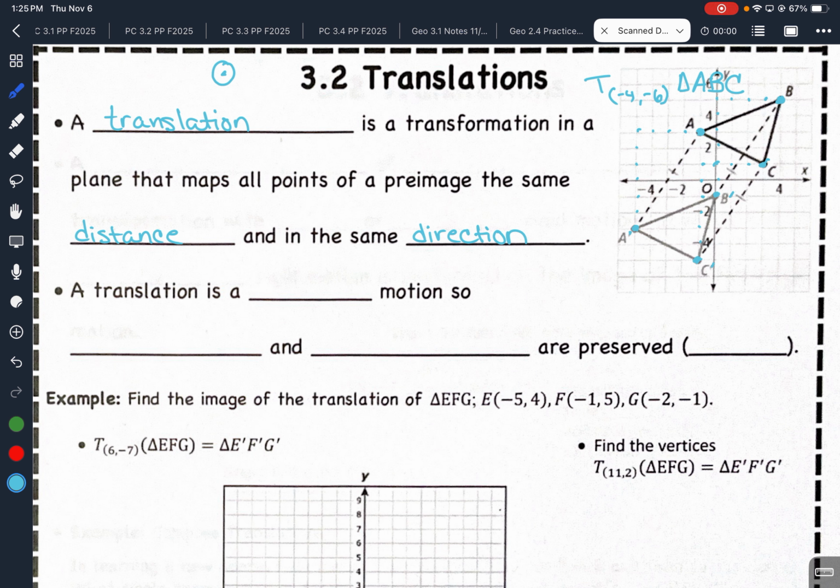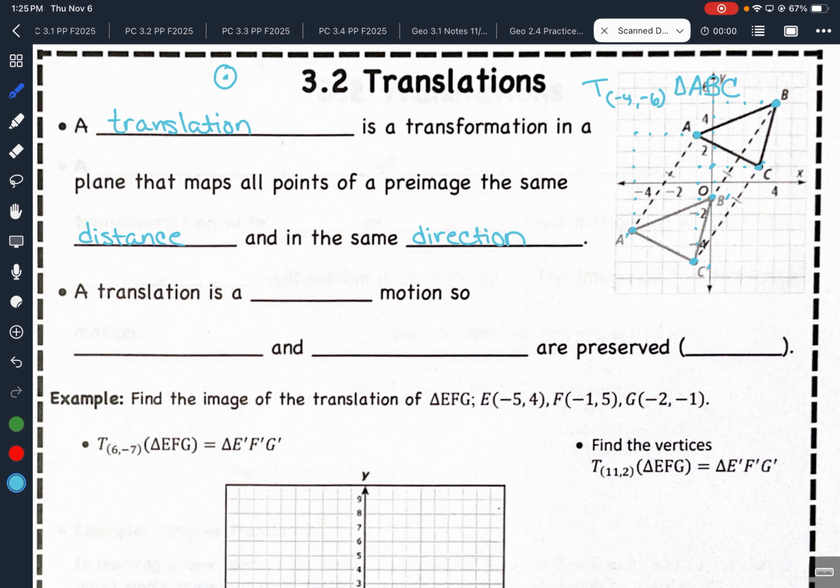Okay. Other questions? Okay. A translation is a rigid motion. So in a rigid motion, length and angle measure are preserved, which is kept. Stays the same, whatever you want to put on there.